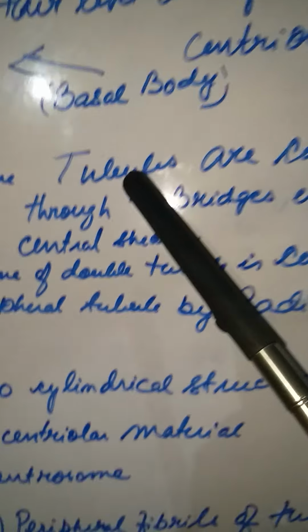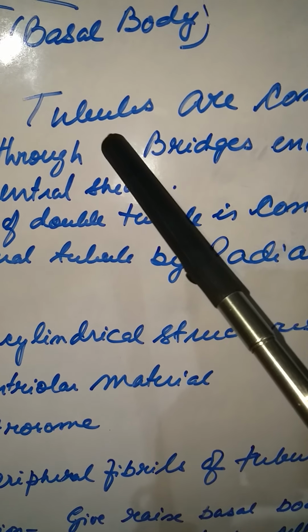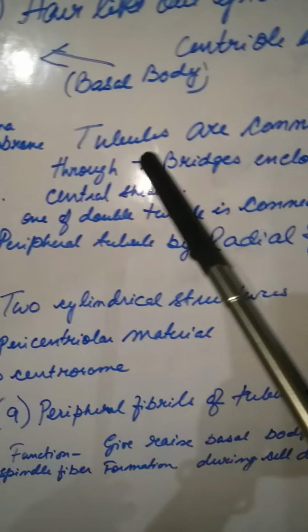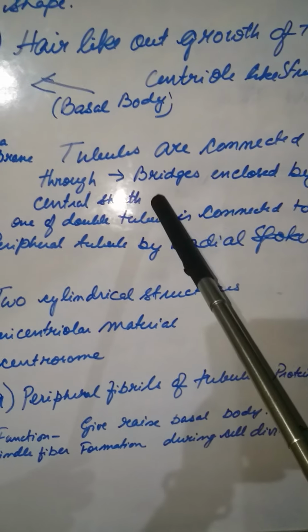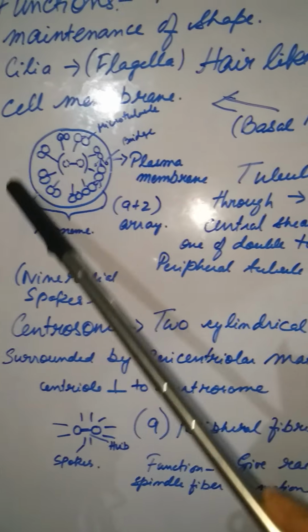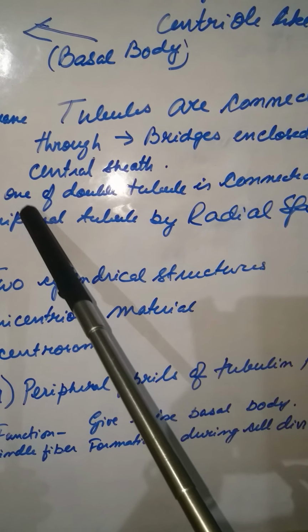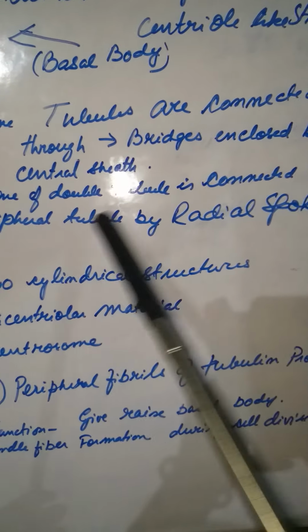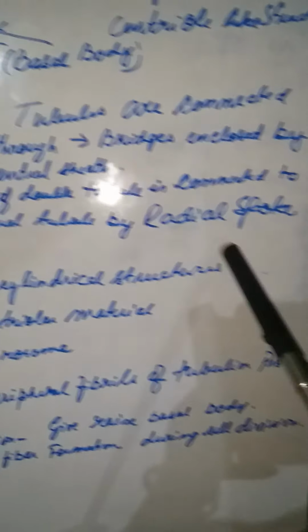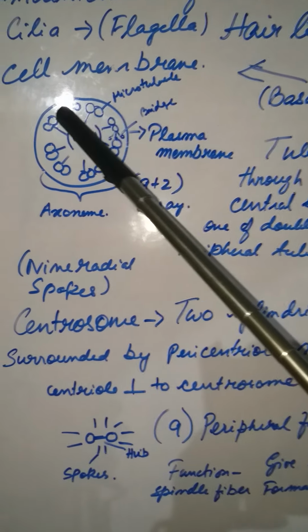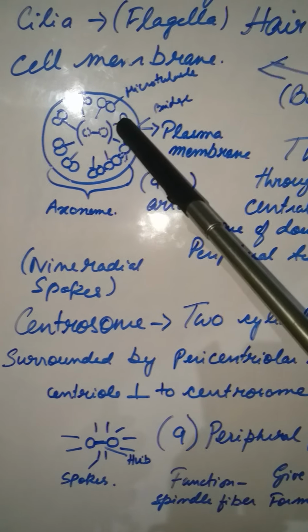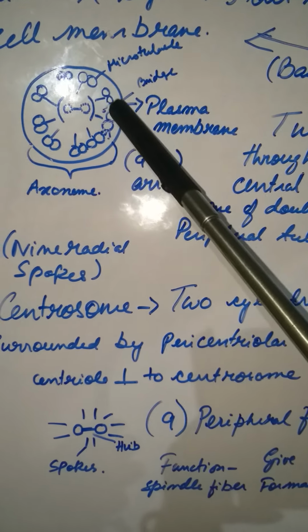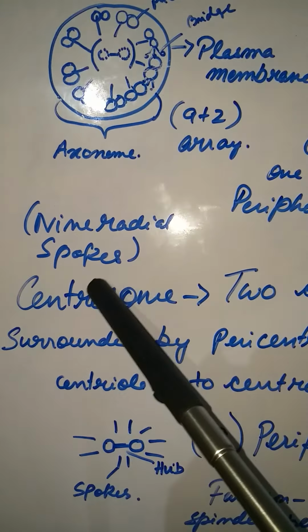Now here you see the tubules. As I was telling, tubules are connected through bridges and enclosed by a central sheath. One of the double tubules is connected to the central tubule by the radial spokes. These are known as radial spokes, and they will not stick to each other because of the presence of the bridge. So how many do you have? You have 9 radial spokes.